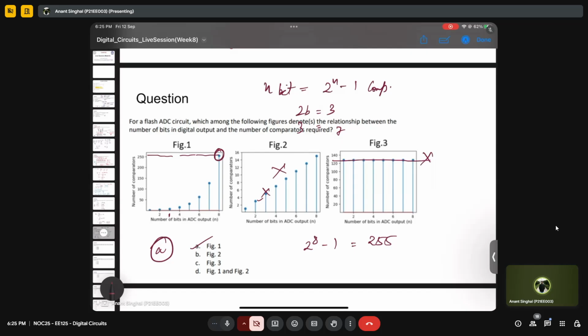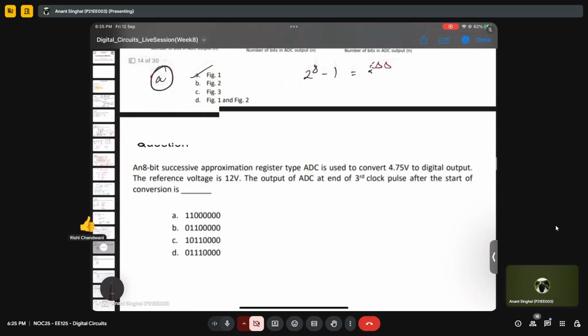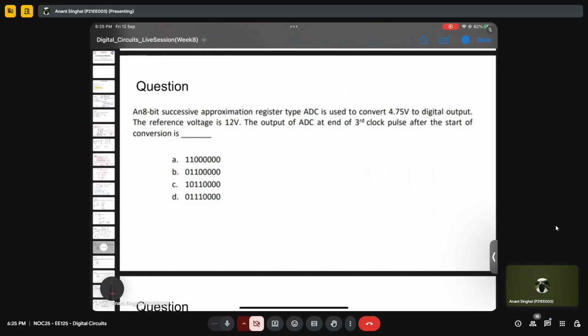Is this clear to everyone? Okay, let's try this. Have you already read about how a SAR ADC works? We have a few questions about the ADCs now. Do you already know how a SAR ADC works?